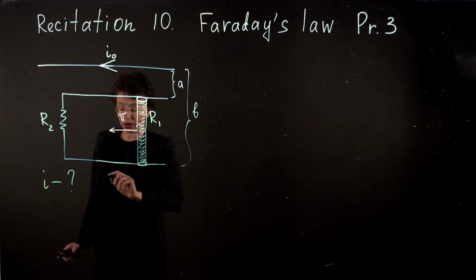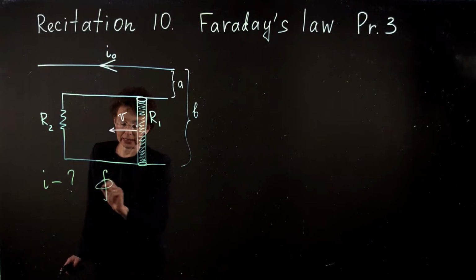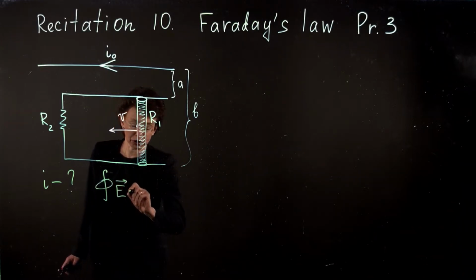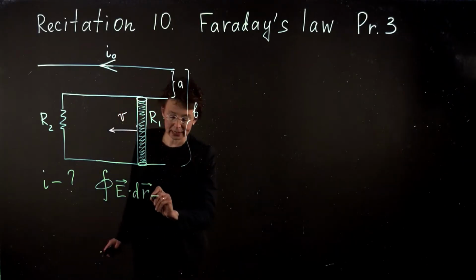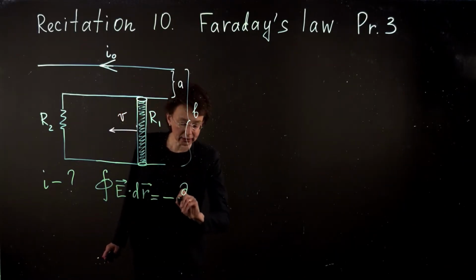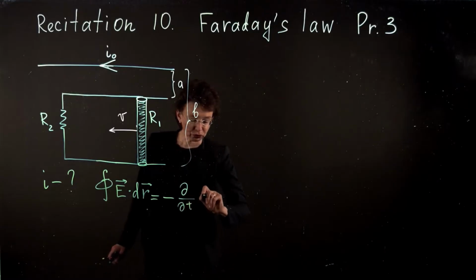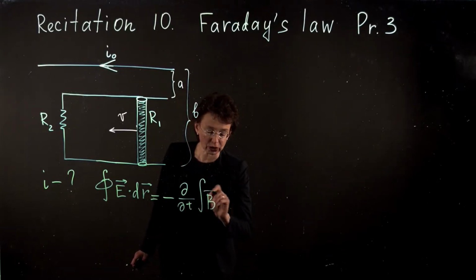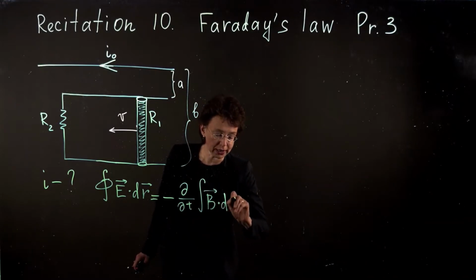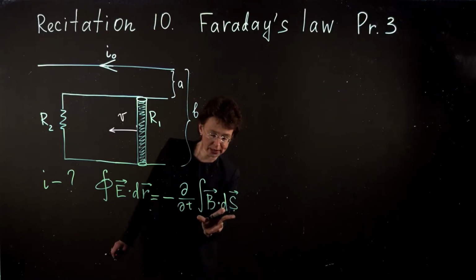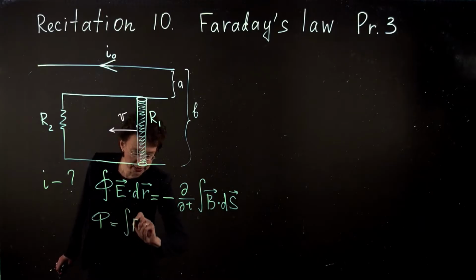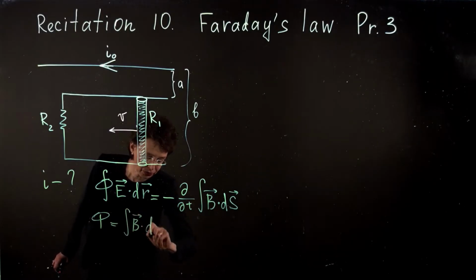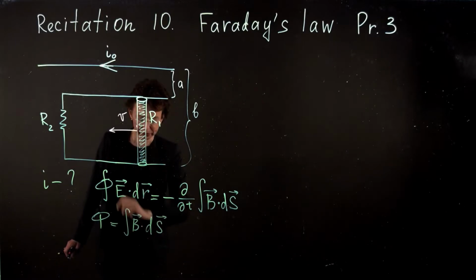And according to Faraday's law, the integral of E dot dr along a closed path is equal to minus the time derivative of the flux of the magnetic field, B dot dS. So this is flux, we call it phi, and phi is the integral of B dot dS.